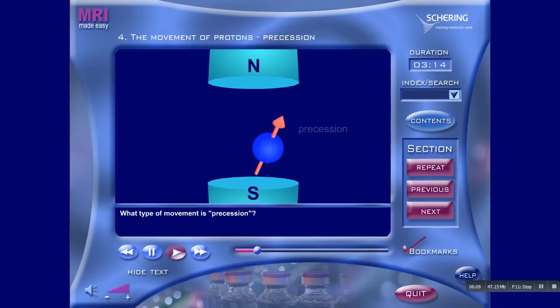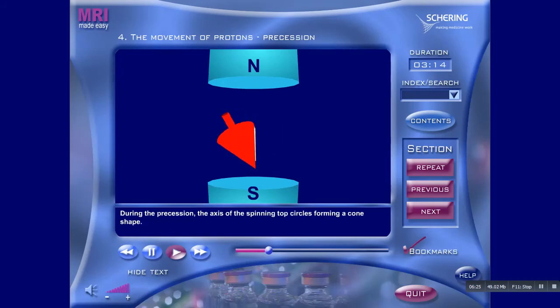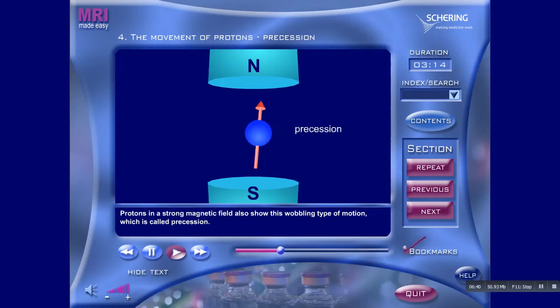What type of movement is precession? Just imagine a spinning top. When you hit it, it starts to wobble or tumble around. It doesn't, however, fall over. During the precession, the axis of the spinning top circles, forming a cone shape. Protons, in a strong magnetic field, also show this wobbling type of motion, which is called precession. In real life, this is a very fast movement.